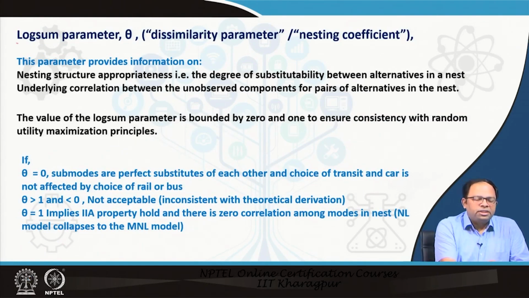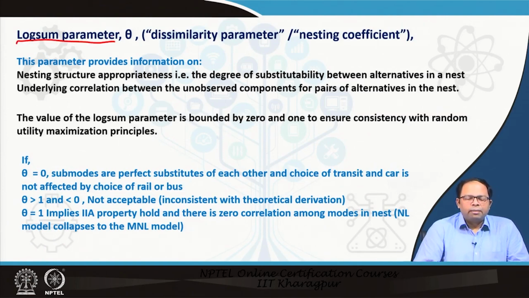So, this coefficient of log sum is the log sum parameter, and this value has to be estimated. This is also known as the dissimilarity parameter or the nesting coefficient. This parameter is very interesting, because it provides a lot of information on not only the effect of that particular log sum variable, but also the nesting structure and its appropriateness.